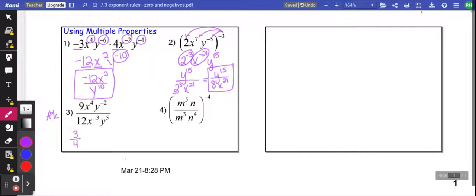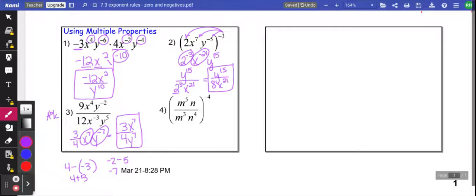X's here are going to be 4 minus negative 3. Remember, back-to-back negatives make a positive, so this is actually like 4 plus 3. So my x's would be x to the 7th. And the y's would be negative 2 minus 5, which is negative 7. So this is y to the negative 7. Now, my fraction is already set, 3 over 4. X to the 7th is positive, so it goes on top. And y to the negative 7 goes to the bottom because it's negative.